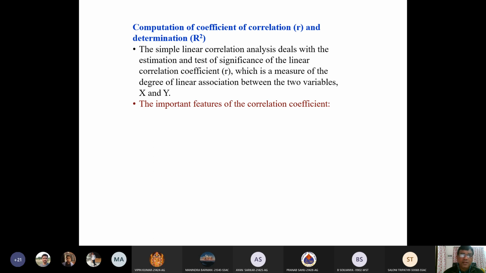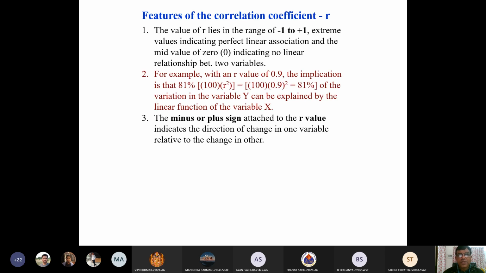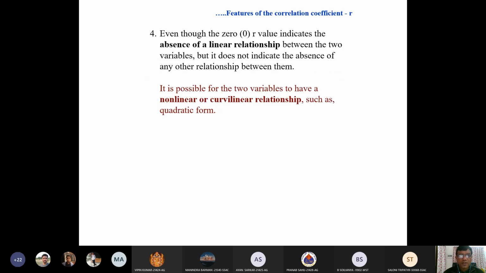If we see them mathematically, the simple correlation coefficient r, if you square it, becomes r square, the coefficient of determination. That means if you know the coefficient of correlation, you can calculate the coefficient of determination. And the other way around also: if you know the coefficient of determination, that is capital R square, and you take the square root of this, it becomes small r, that is the correlation coefficient. So you have seen this slide, and the features of the correlation coefficient, the characteristics of the correlation coefficient, were discussed.